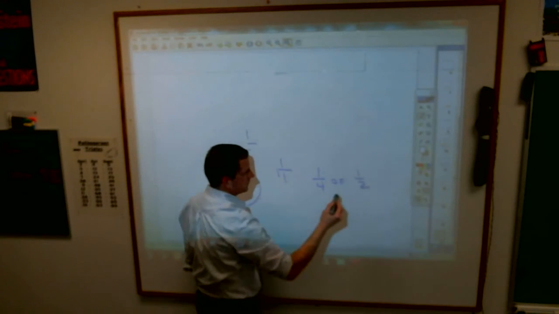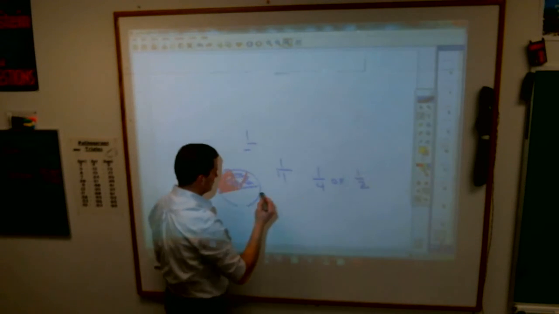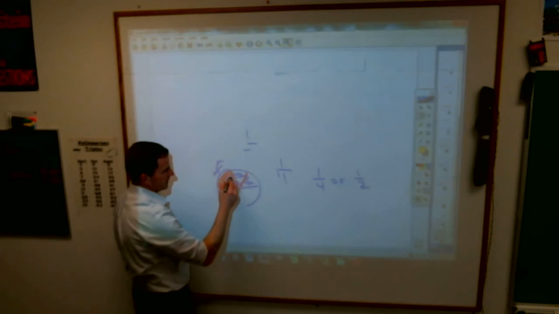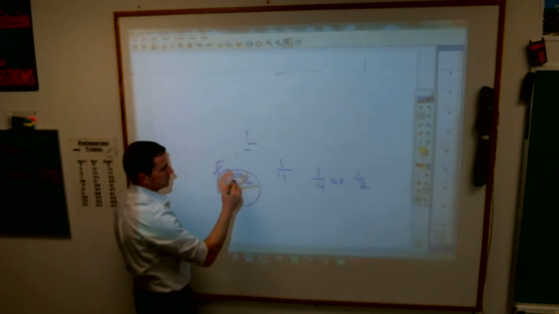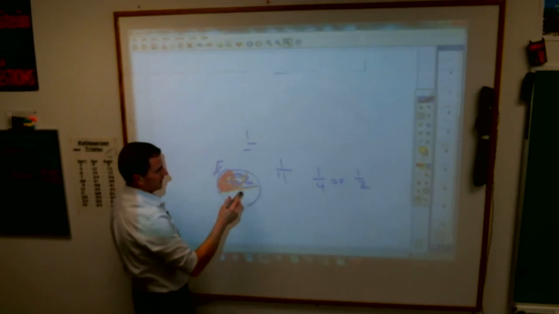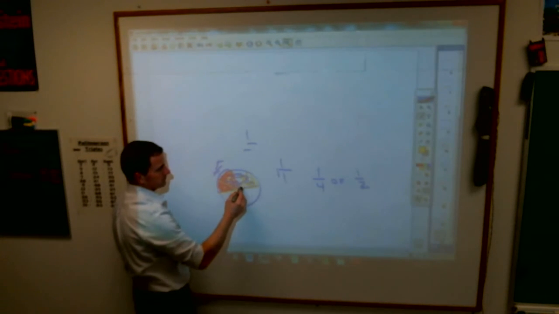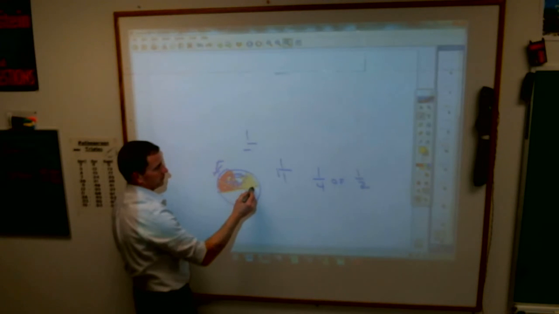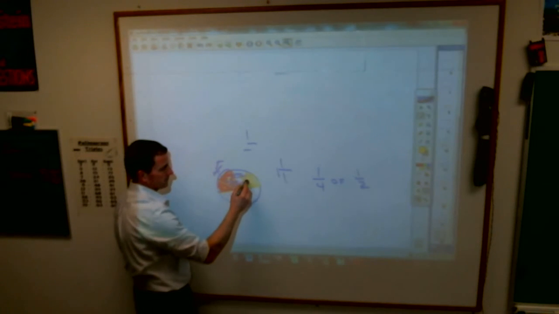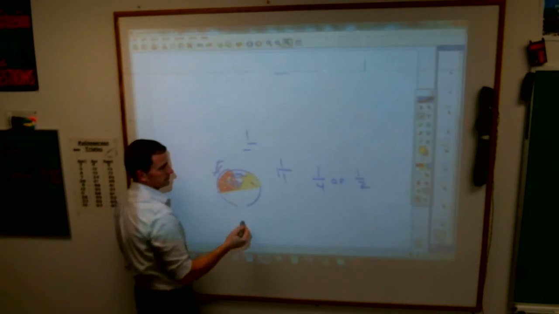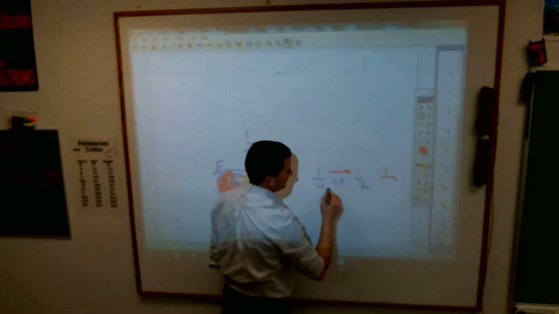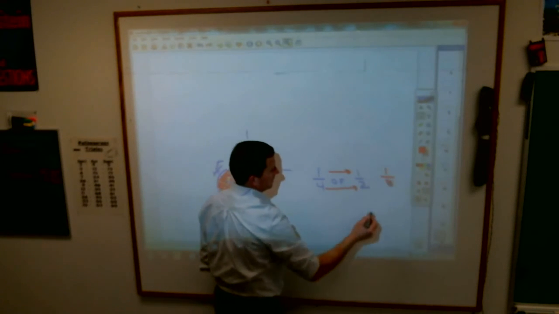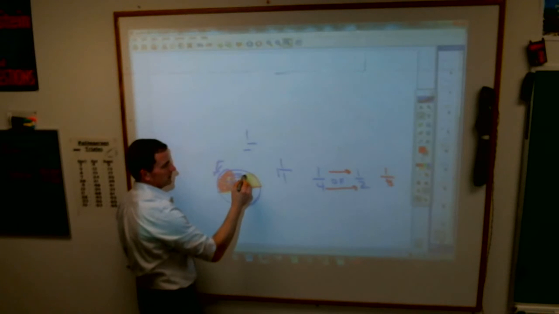Color it in. Here's me cutting half into 4 equal pieces. 1, 2, 3, 4. And I have just 1/4 of it. Oh, what piece is that? What piece slice is that? Anybody? Now do the multiplication. 1 times 1 is 1, 4 times 2 is 8, that's a 1/8 piece right there.